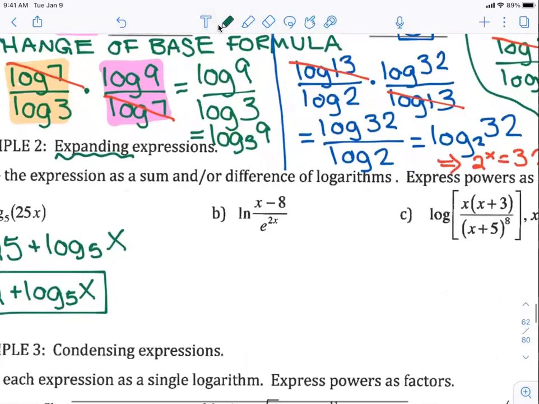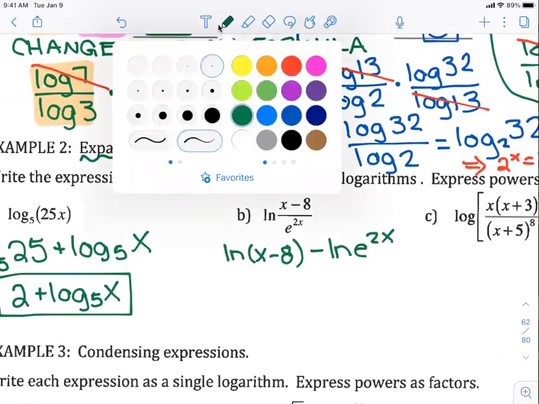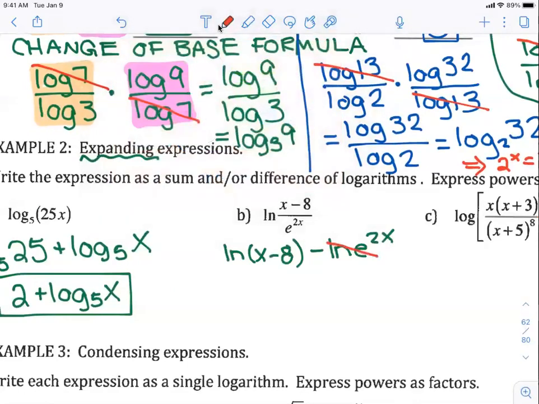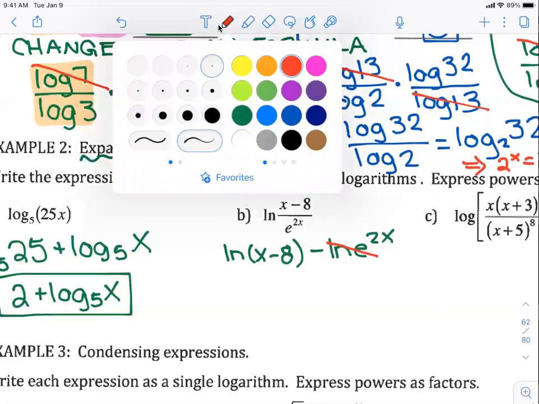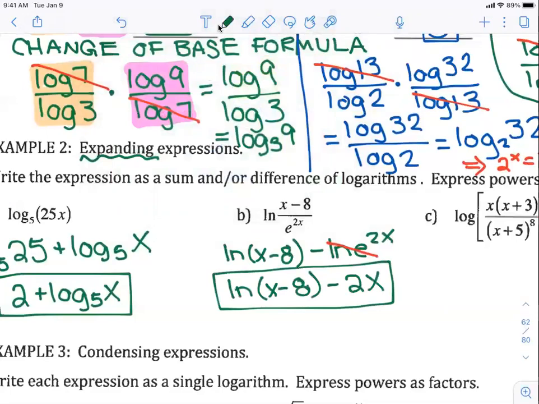Next one, instead of using log, we're just using natural log. That's okay. We're dividing, which means if I want to expand it, I'm going to turn that into subtraction. Something interesting happened here: remember, the natural log of e, just like we did in the problems above, cancels. And that's going to leave me with the natural log of x minus 8, minus the 2x comes down. Again, that's like saying e to what power equals e to the 2x, so it's just 2x.